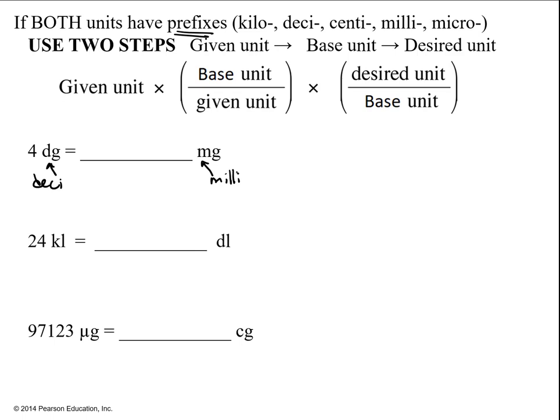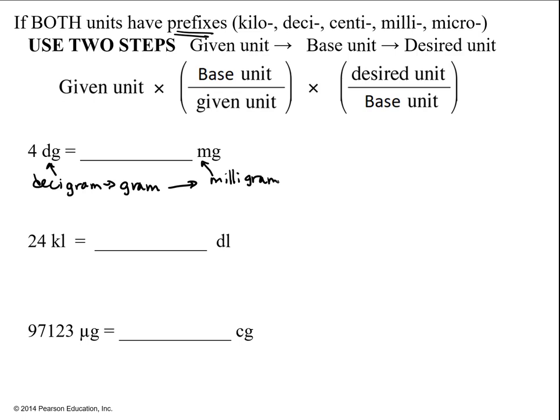I can do this in two steps. From decigrams, you're going to convert this to gram, and then from gram, you can go to milligram. So we're just going to set it up in two steps. And if you do it this way, you don't have to remember anything other than those five basic unit conversion numbers. You just have to remember that kilo is 1,000 times larger.